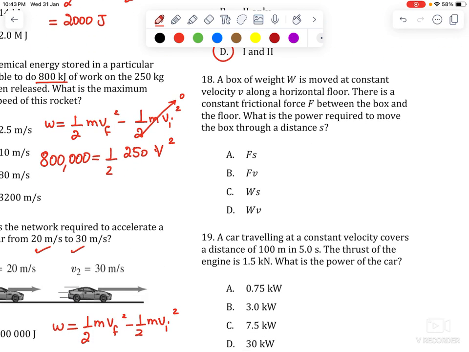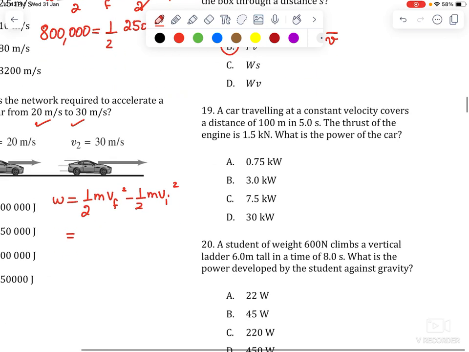A box of weight W is moved at a constant velocity V. What's the power? The power, by definition, for constant speed is equal to the force times this constant speed. So it is this one.